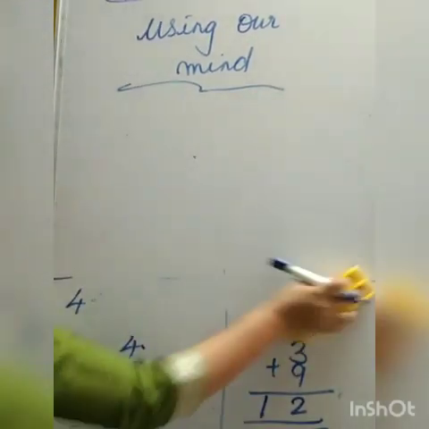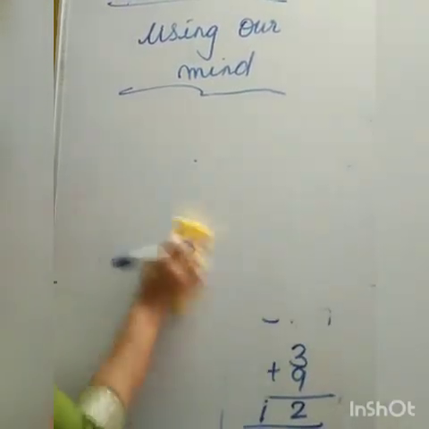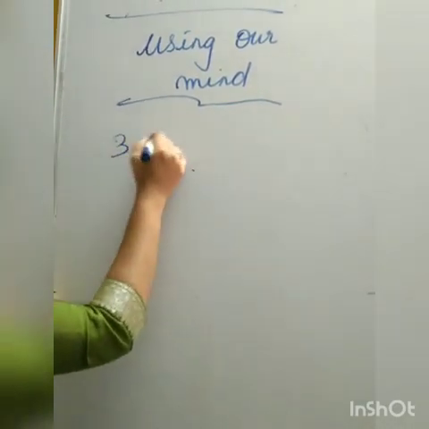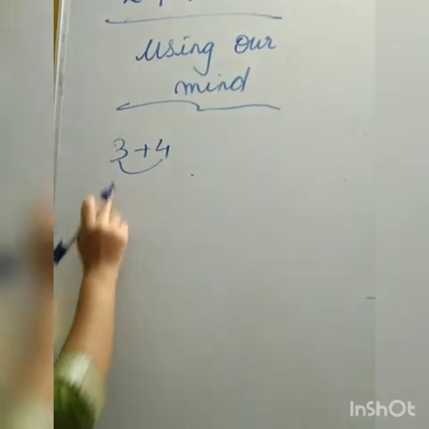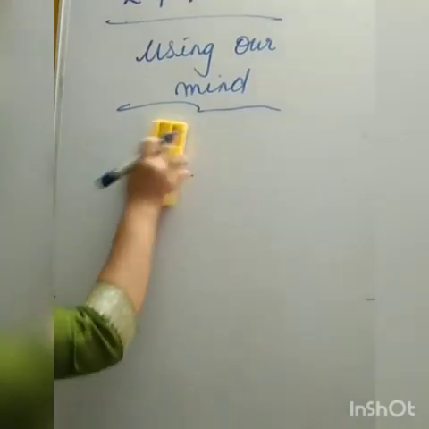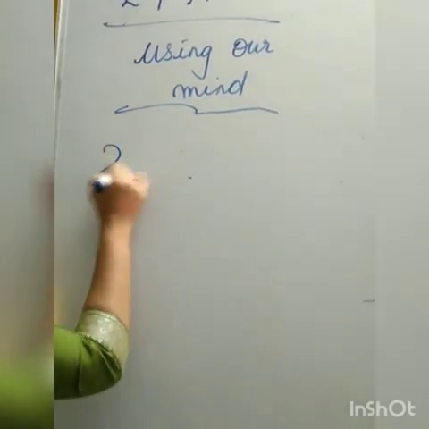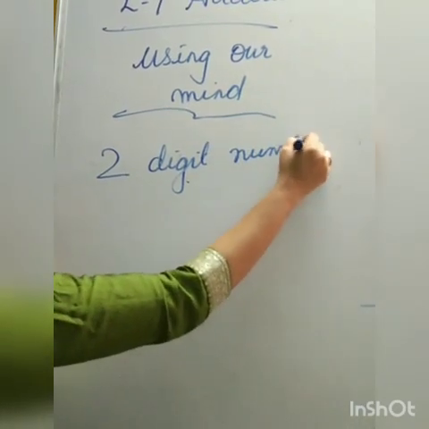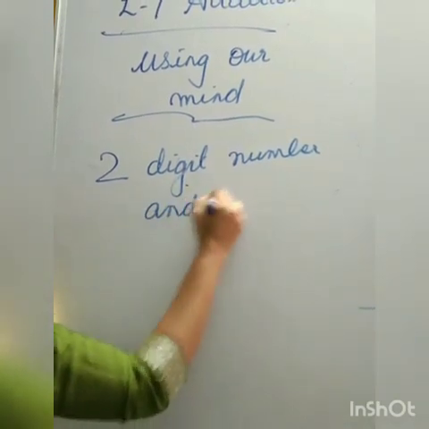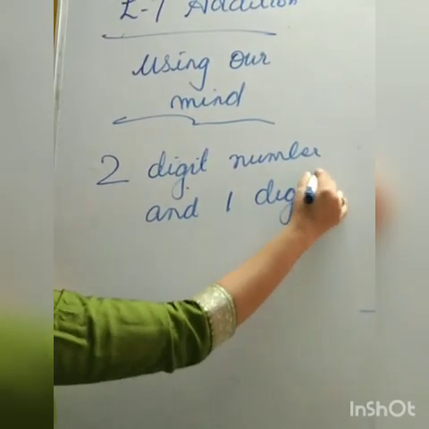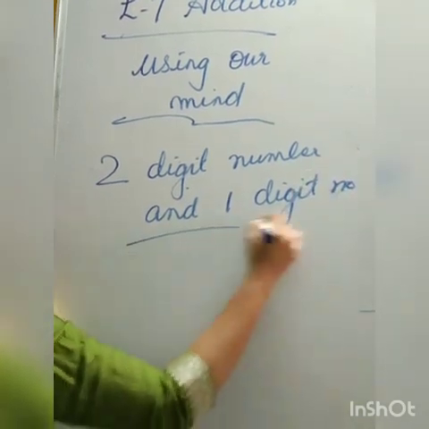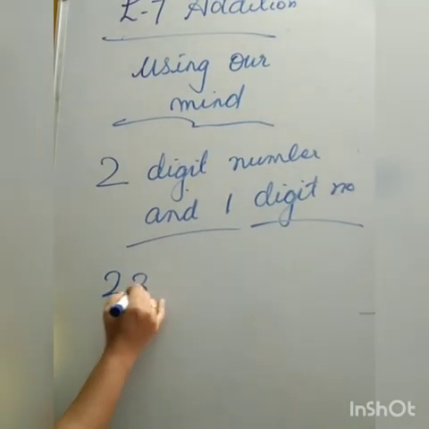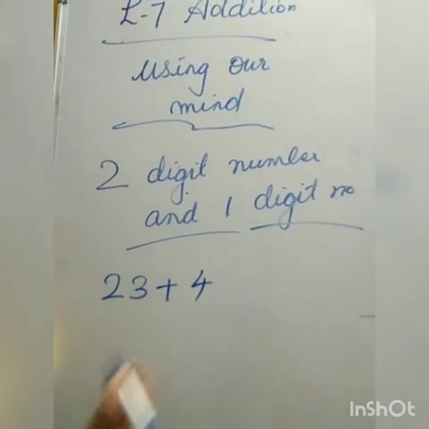Okay, what did we learn now? We learned addition of single digit numbers. Now we will learn two digit numbers and one digit number. Suppose I have 23 plus 4.